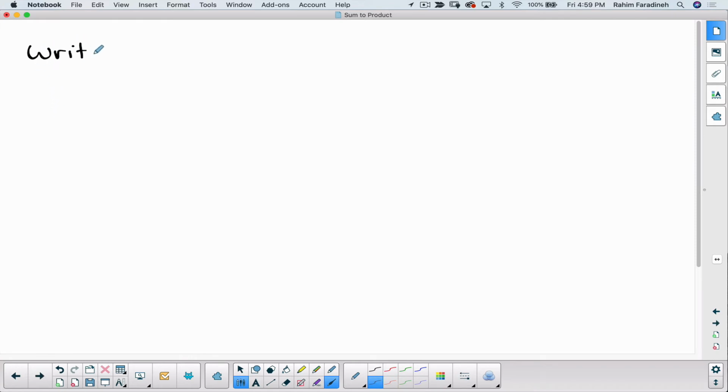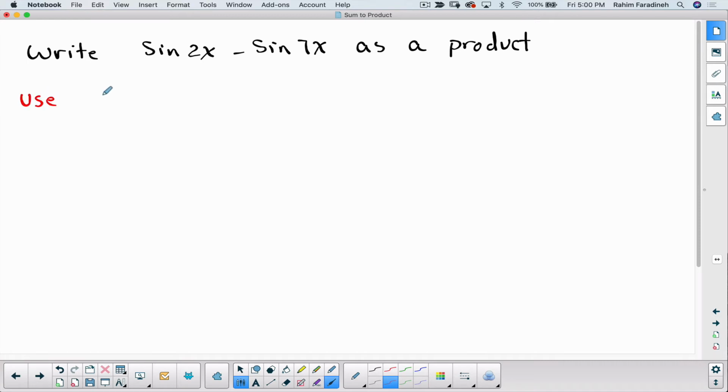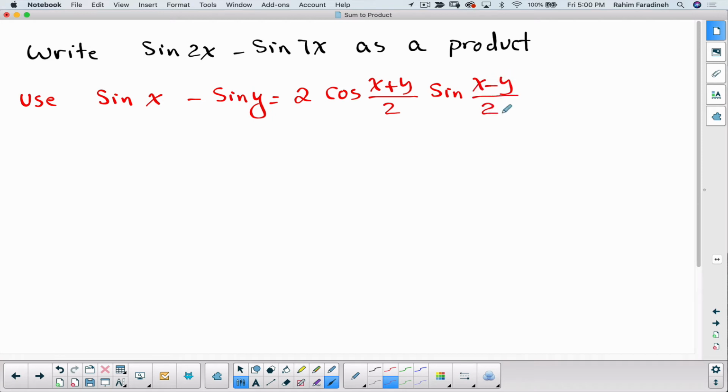Our first example, we want to write sine 2x minus sine 7x as a product. We have the difference of two sines. So we're going to use sine x minus sine y, which the formula became 2 cosine of (x plus y) over 2 times sine of (x minus y) over 2.